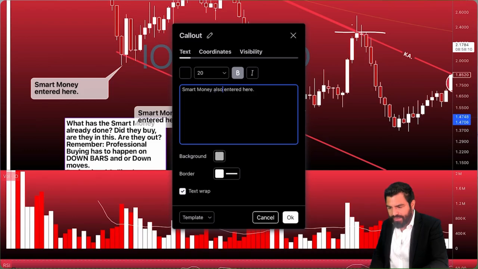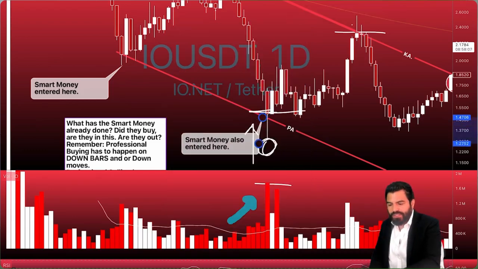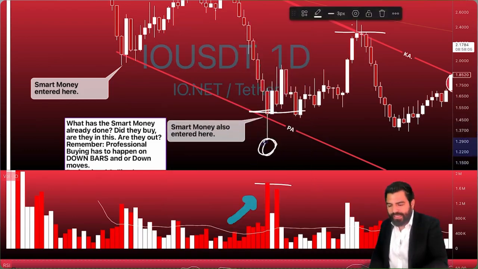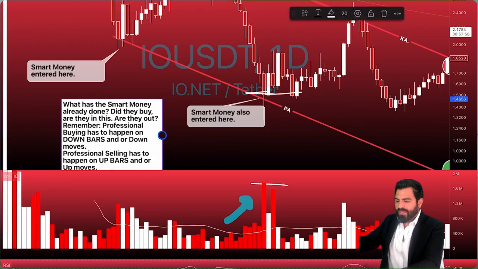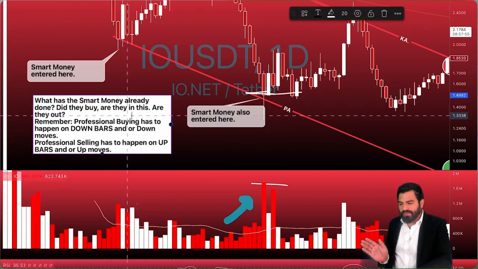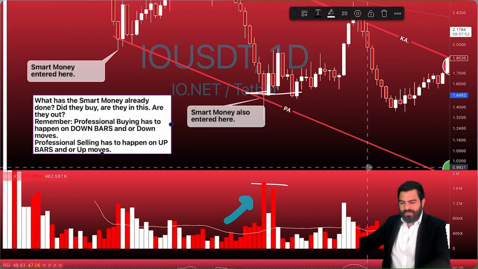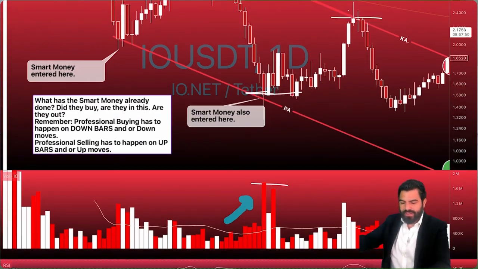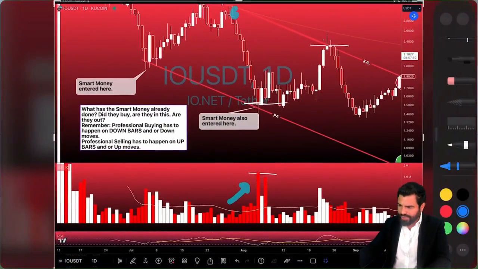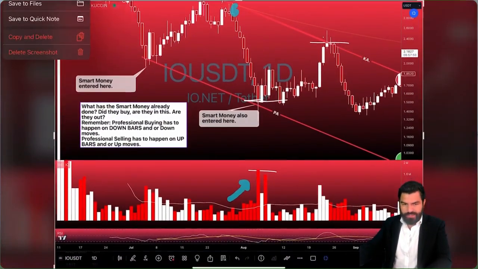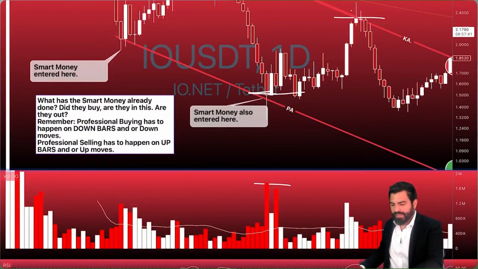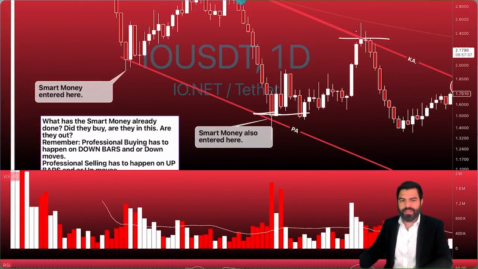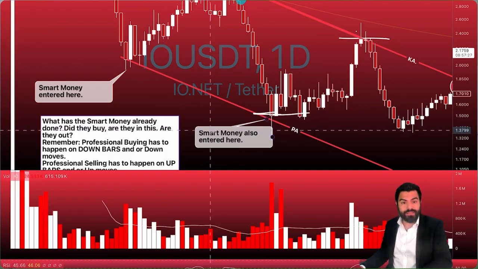and now we're going to put smart money also entered here. Today is going to be a bonus class. Okay, smart money entered also here. So at a glance, to answer our questions, what has the smart money already done? Can somebody tell me what the professionals did? The bankers, the hedge funds, financial institutions, syndicates, you name it. What have they already done? Where are the professionals as of these days? Are they in or are they out? If this is all we had, they're in.